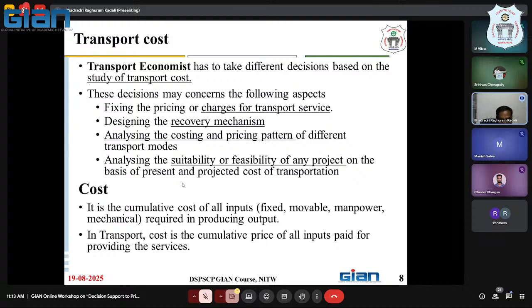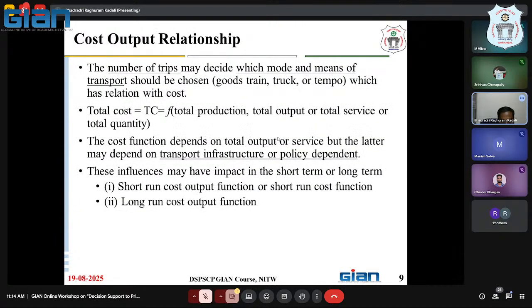It is the cumulative value of the cost of inputting different components like fixed cost, movable cost, manpower, mechanical, each and everything together. It is all about the cumulative price of all the inputs paid for providing the service by the users generally. So the cost-output relationship can be given as the total cost as a function of total production cost and the total output, the total service corresponding to a single trip or single activity driven by the person. Then we have the short term cost and the long term cost.